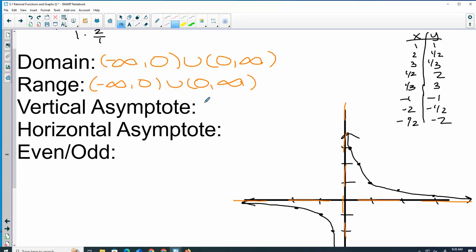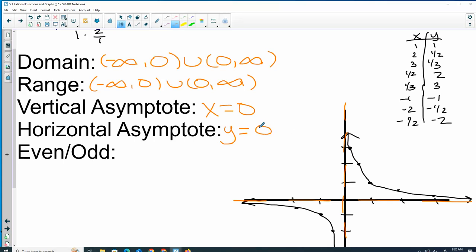The vertical asymptote. An asymptote is a line, so you have to give me an equation. Vertical lines are x equals a number. What's the x value that we never touch? 0. So x equals 0 is that vertical asymptote. The horizontal. Horizontals are y equals. What's the horizontal line we don't touch? 0.